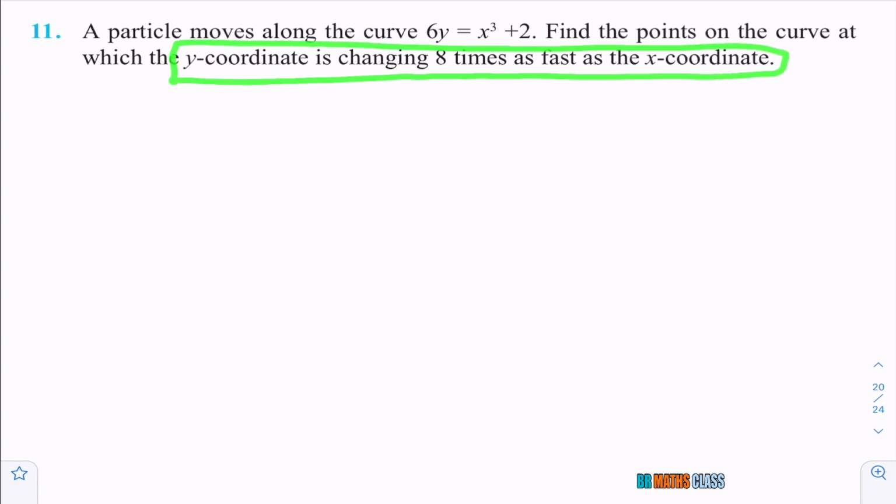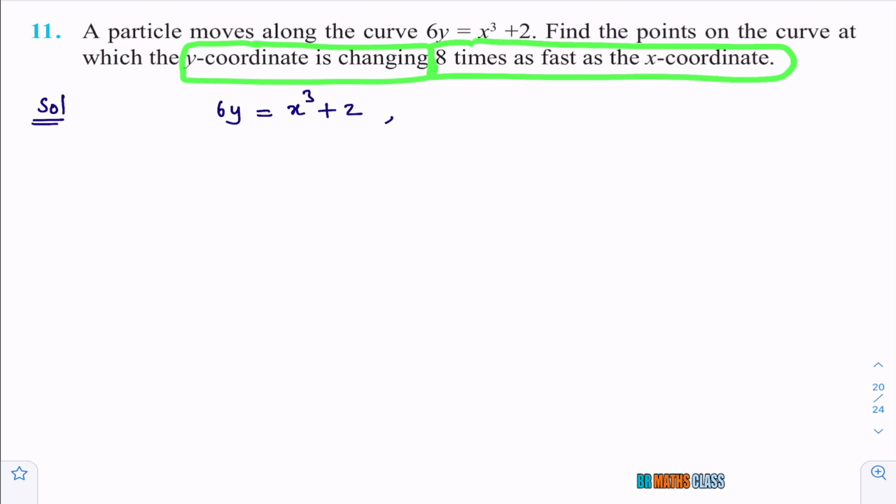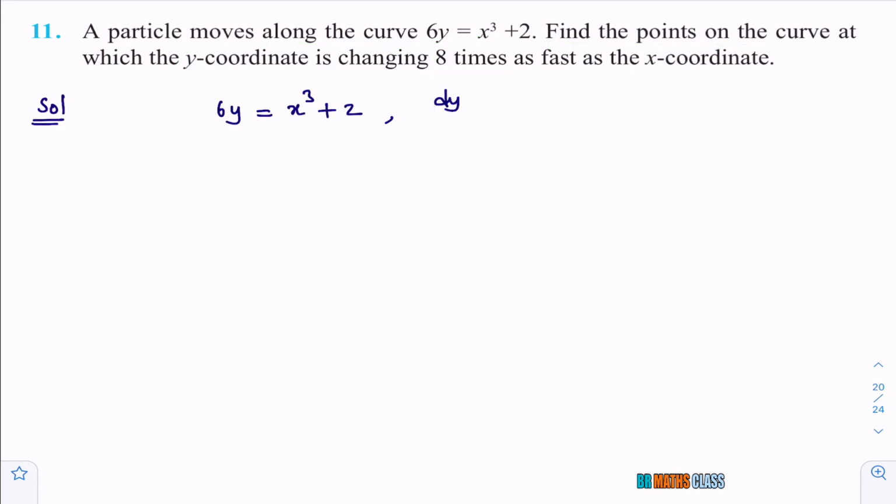Okay, first I'll write the given data. They have given two things here. One, they are saying that the particle is moving along the curve 6y equals x cube plus 2. Second, the y coordinate is changing 8 times as fast as the x coordinate. That means dy by dt, the y coordinate is changing 8 times as fast as the x coordinate. That means dy by dt is 8 times dx by dt. This is the given data.